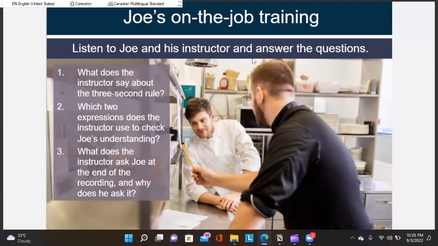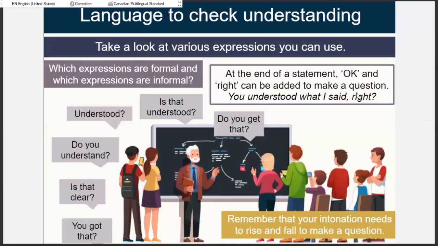All right. So next thing, here is the language to check understanding. If you are just explaining something to somebody, you can say, is that clear? Do you get that? Do you understand? Or is that understood? So that's why the unit's name is Understood. It's from this lesson right here.